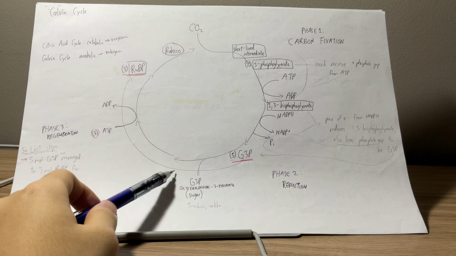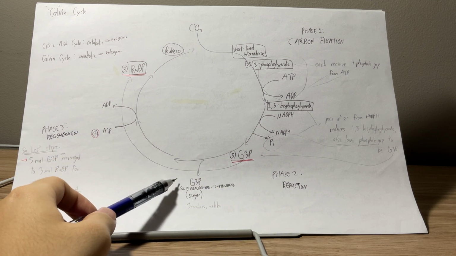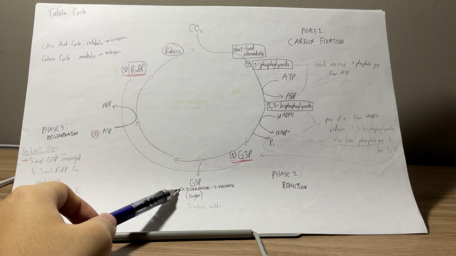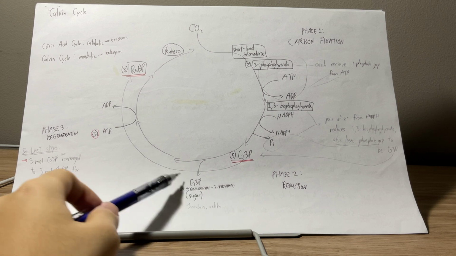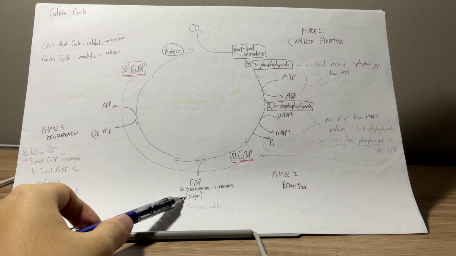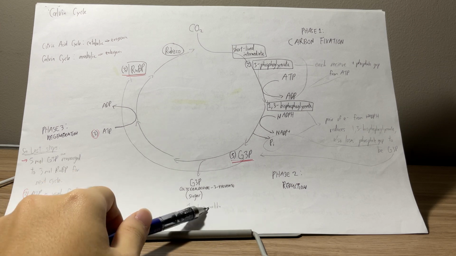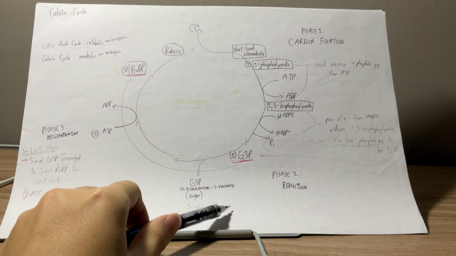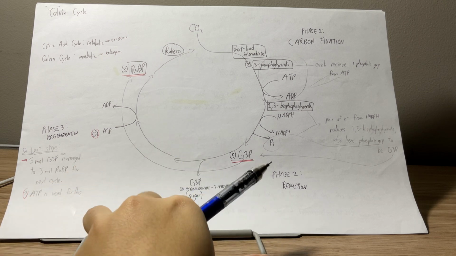So phase 2, reduction, G3P. Yeah, I did show you. It's the same: glyceraldehyde 3-phosphate, or in other words, sugar. 3 carbons. Okay, I did not continue there. That's sad.